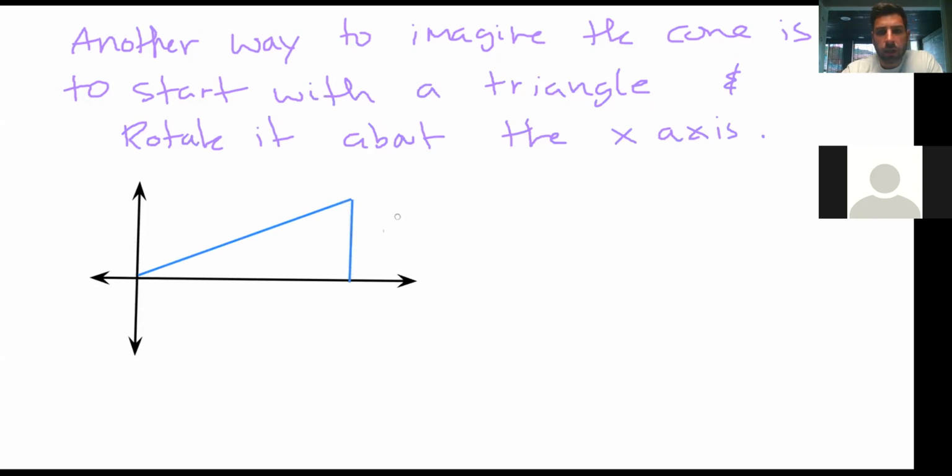So here's my triangle. Let's imagine we had the same scenario as before. This is the point (10, 5). And of course, we know that this line right here is y = 1/2 x. What I want you to do is imagine that I take this region, leave the bottom fixed, and rotate this region about the x-axis.